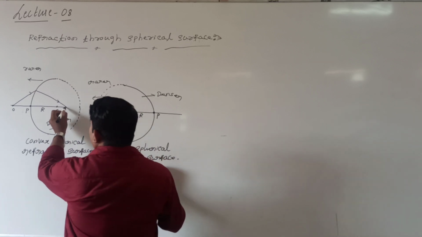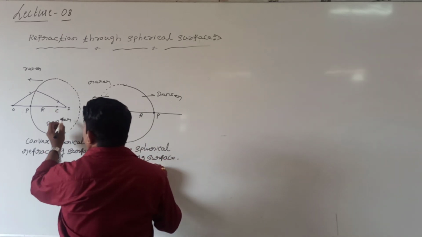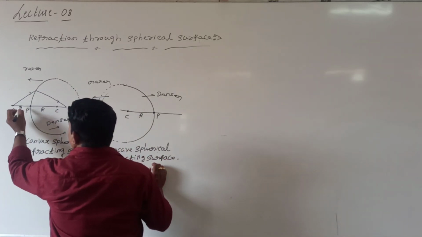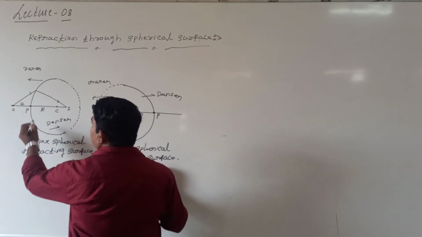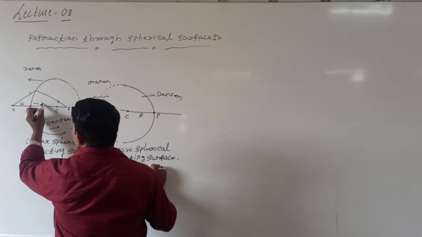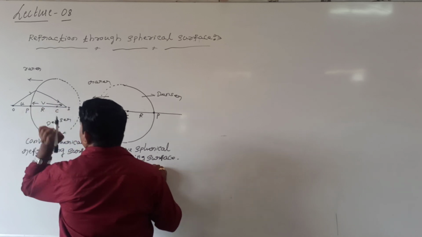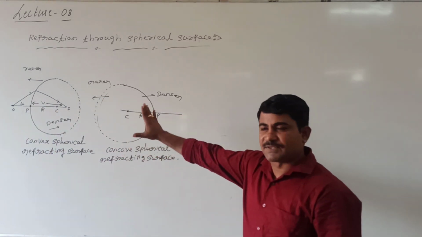Wherever the rays of light meet, that point we call the image, and this we call the object. This is the pole. The distance between the pole and the object is called the object distance. The distance between the pole and the image, what do we call this? Image distance. Right.